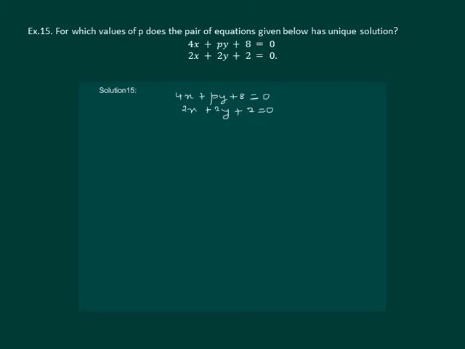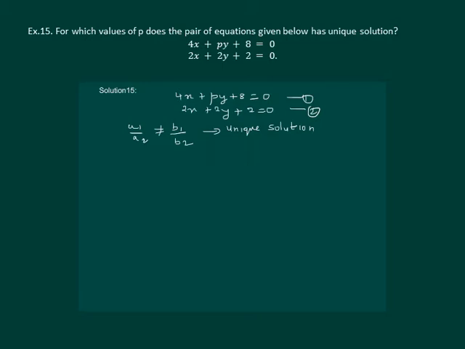Let us recall the condition for a pair of equations to have a unique solution. That was, if a1 by a2 is not equal to b1 by b2, then the equations have a unique solution. We have to find the value of p such that the given equations have a unique solution. So that means our given equations satisfy this condition, and let us substitute the values.